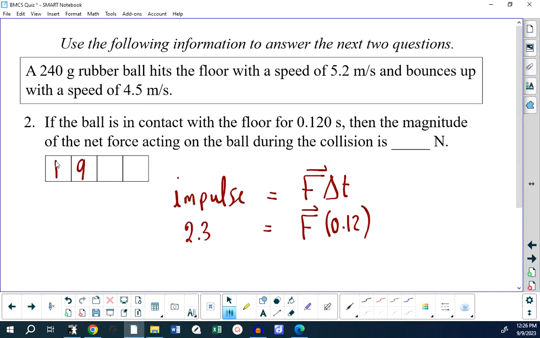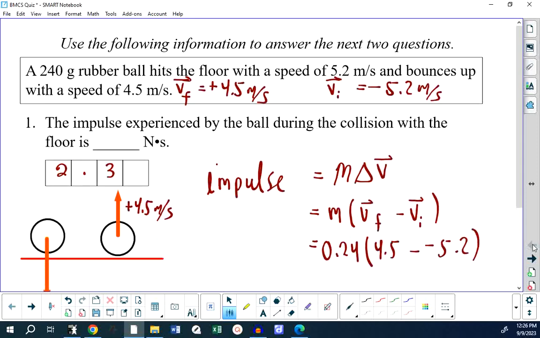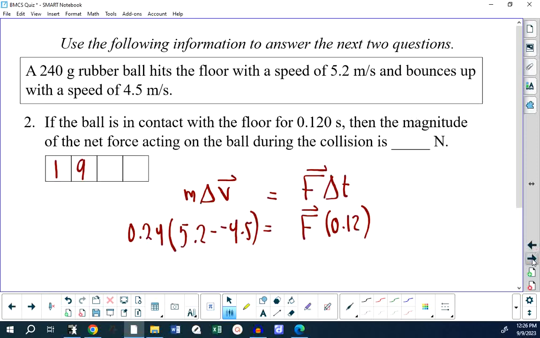Before I move on, just a note, you certainly didn't have to do it this way. What you could have done is you could have used m delta v equals f delta t and put in those same numbers that you had before, where we had, I think it was 5.2 minus negative 4.5. I better double check. Got it backwards. 4.5 minus negative 5.2.